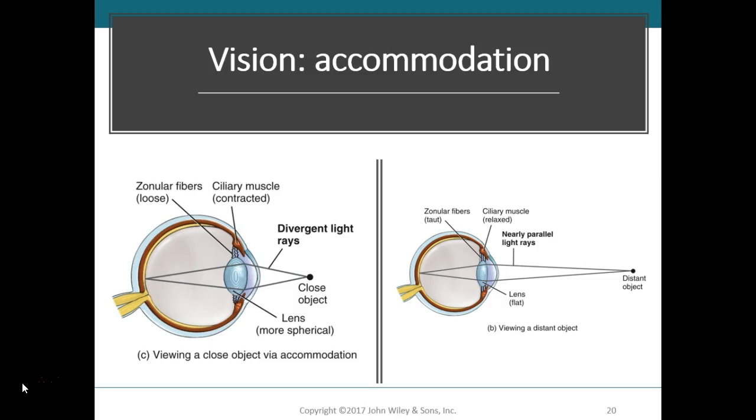When you view an object that's up close, the ciliary muscle contracts. That pulls the choroid and the ciliary process forward toward the lens and releases the tension of the lens. Because the lens is elastic, it becomes more spherical, more rounded, and that increases its focus power and causes greater convergence of the light rays. So the lens changes shape because of the pulling of those muscles and allows us to focus differently on distant versus near structures.